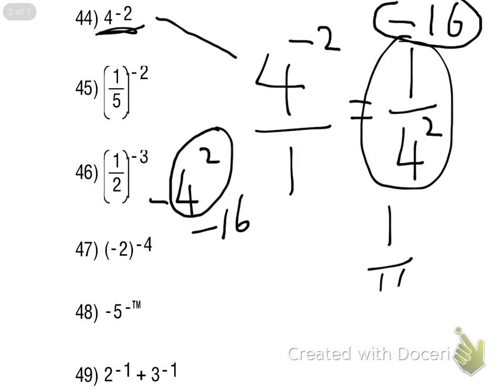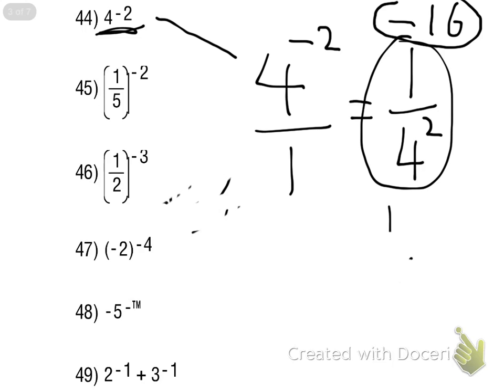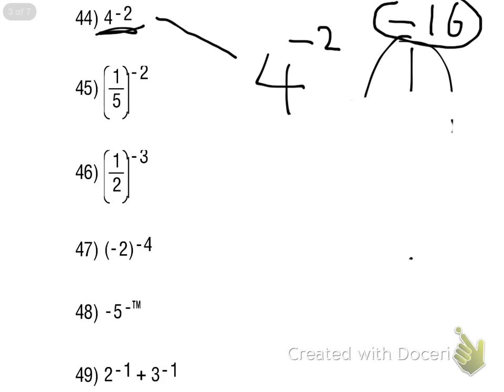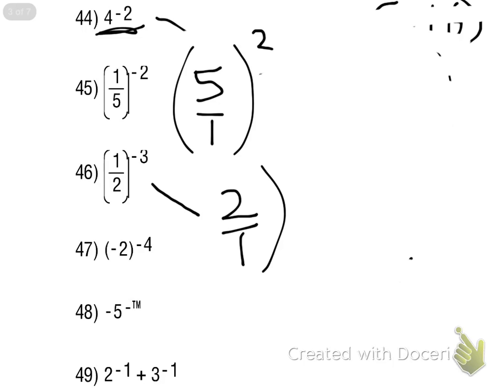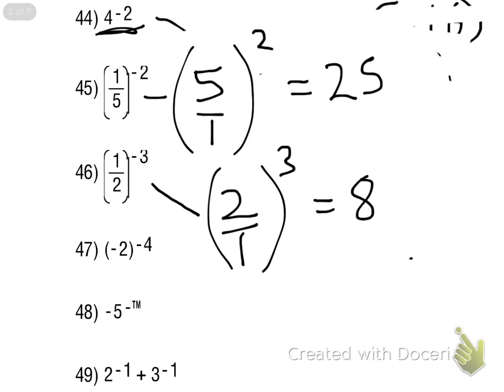So, let's get rid of all this and look at the next two questions. Again, both of these just mean, negative exponent, if you flip it upside down, you'll have a positive exponent. 5 over 1 is now a positive 2. This one, 2 over 1, is now a positive 3. So this will become 25. It's just 5 squared. 2 cubed is 8.